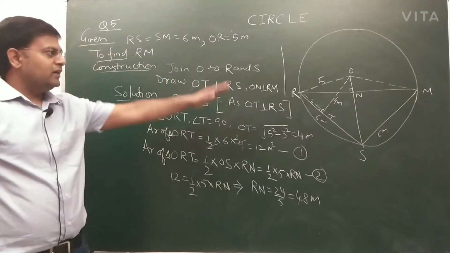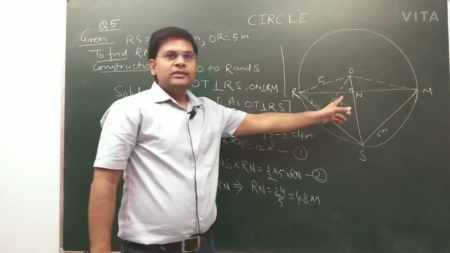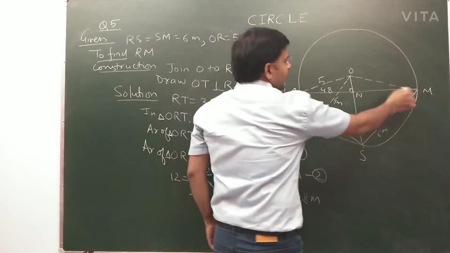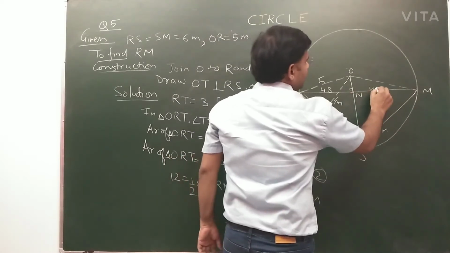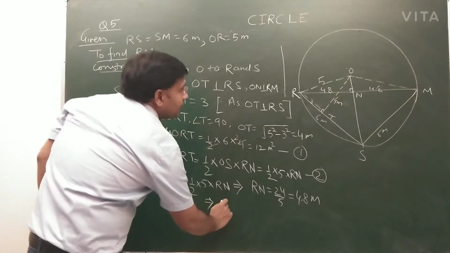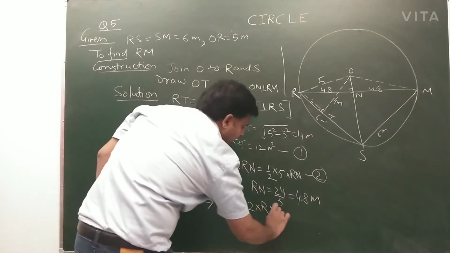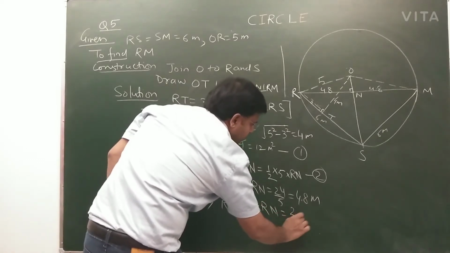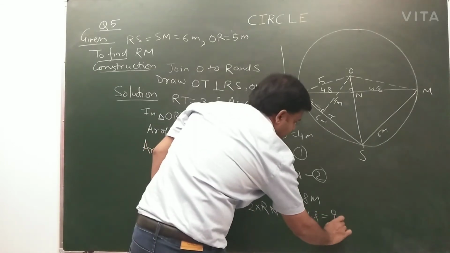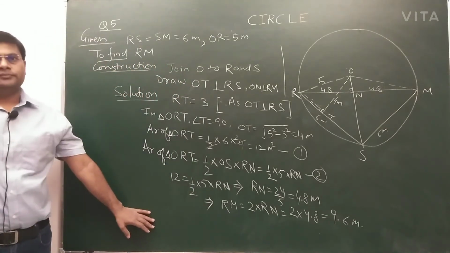Now we know that any perpendicular drawn from the center bisects the chord. If RN is 4.8, then NM is also 4.8. So you can write this result directly, that RM is equal to twice RN. So 2 into 4.8 is going to be 9.6 meter. So this is our answer.